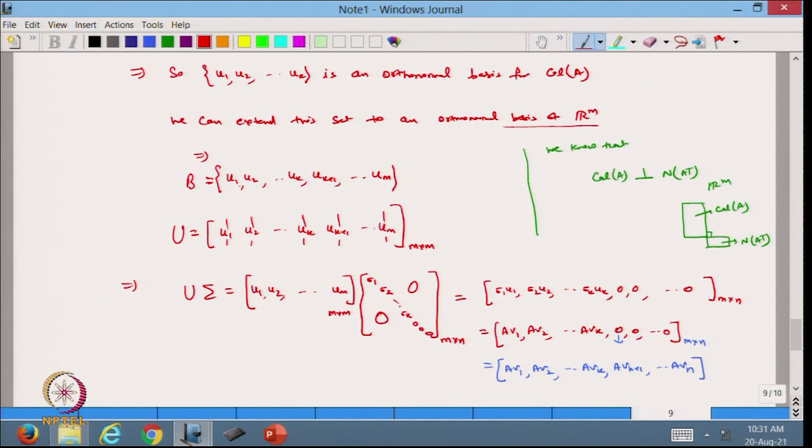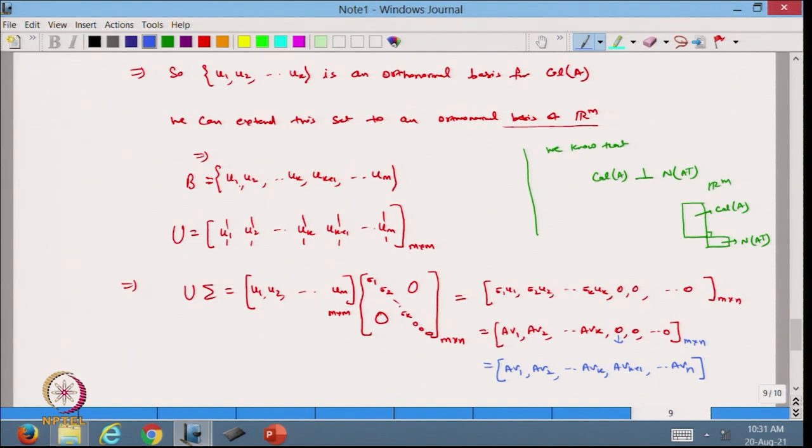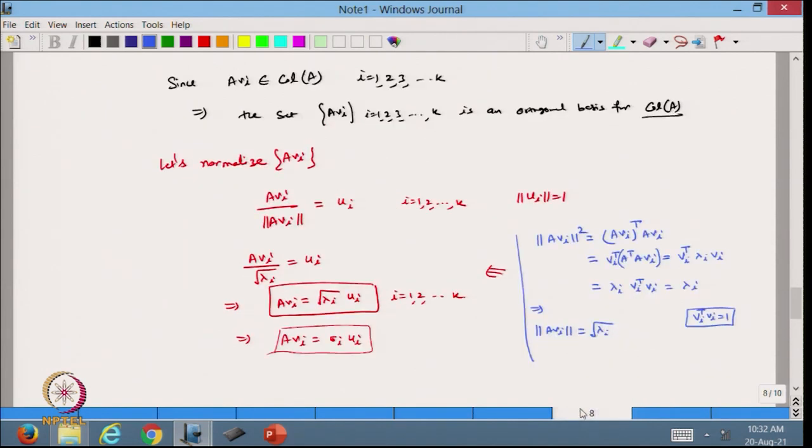We are writing that because from here I get a matrix of order m cross n, and this value I put as u 1, u 2. So, this is also of order m cross n, and then I will get this value. This one I will just write in this form. After doing this, I will get this matrix A, and this is the V, n cross n matrix. So, from here I can write my matrix A as U sigma V transpose, and that is my SVD. This way we are able to find all the elements of the matrix V and all the elements of the matrix U.